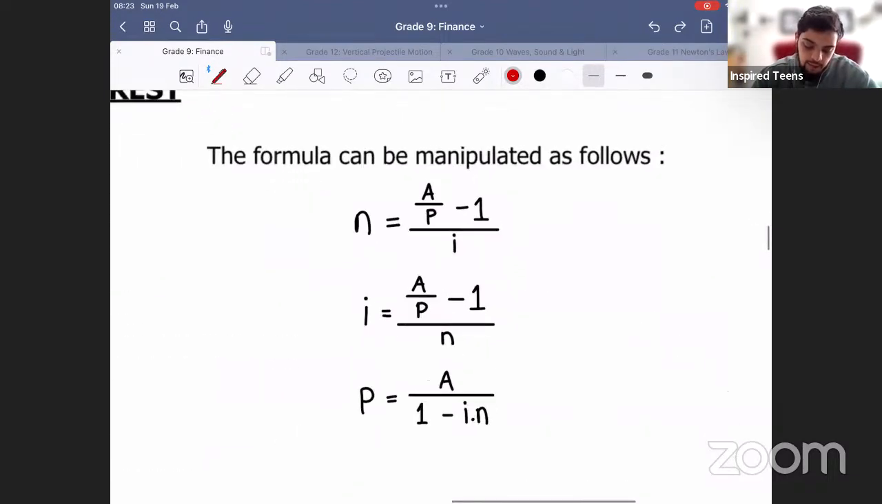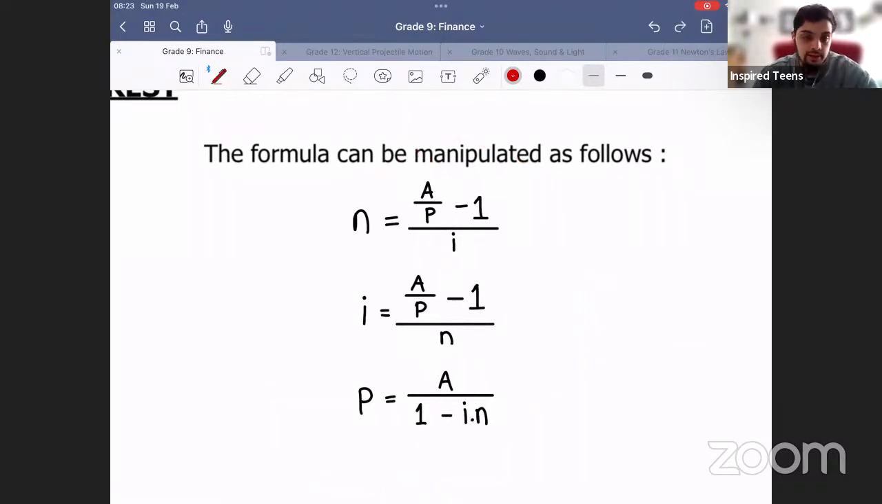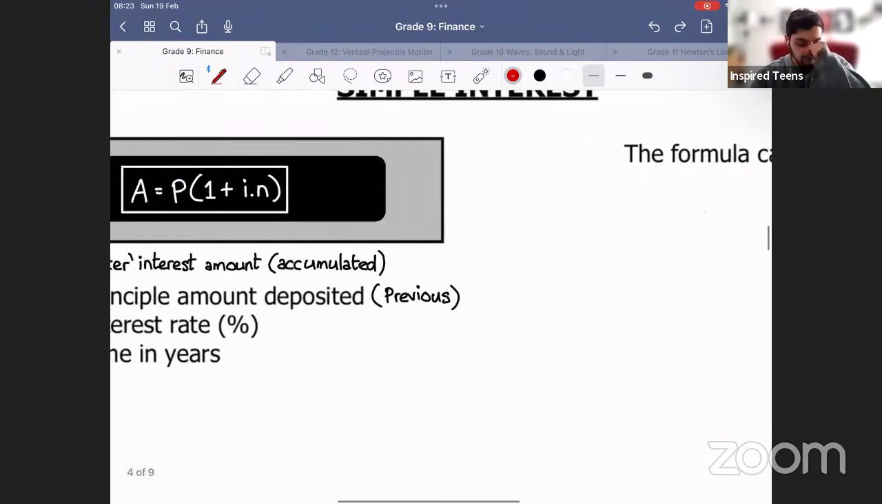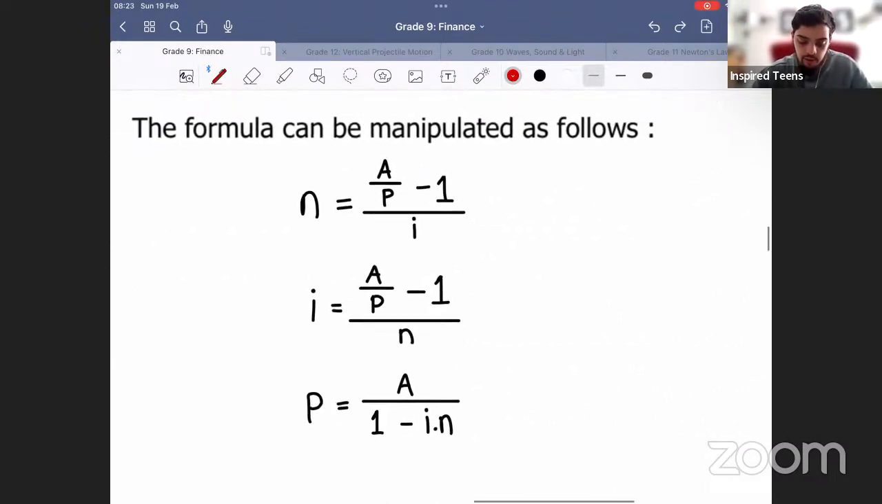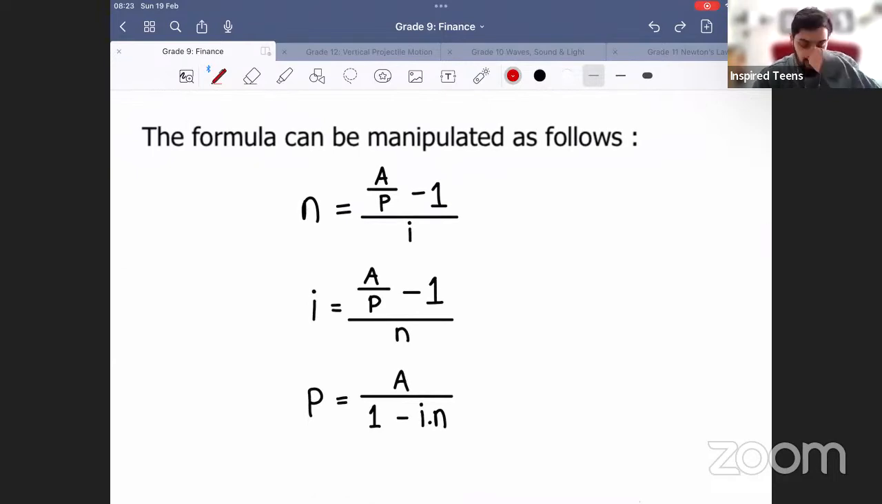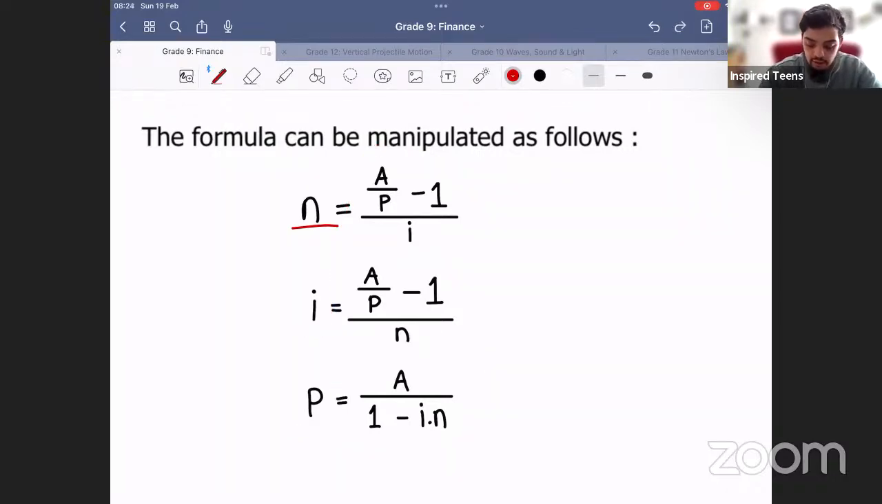The formula can be manipulated as follows. You can learn it like this. You can learn these by heart if you'd like, but again, to rearrange this formula is just basic algebra. So you can just use algebra. You don't have to learn these formulas by heart, but if you want to, if they're asking N, if they're asking I, if they're asking P, this formula can be rearranged as follows.